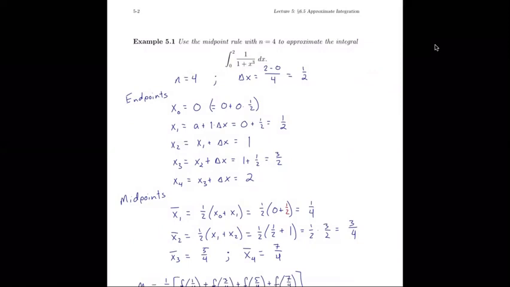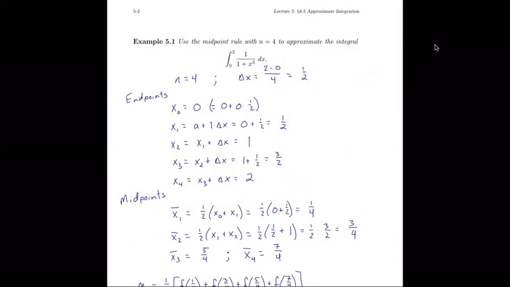Okay, so n is equal to 4. We make a note of that. The first thing we'll want to know is our rectangle width, delta x, and that's b minus a over n, the formula that we saw on the previous page. We have 2 minus 0 over 4, and we have 1/2 ultimately there. So each of our rectangles has a width of 1/2, or our subintervals have a length of 1/2.